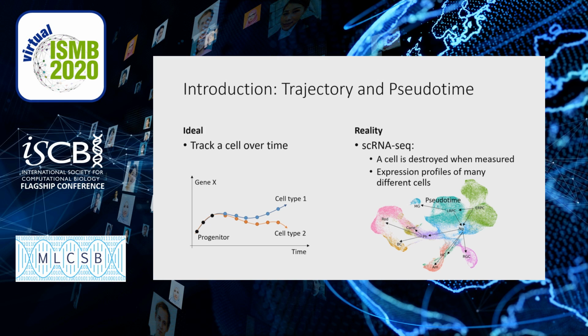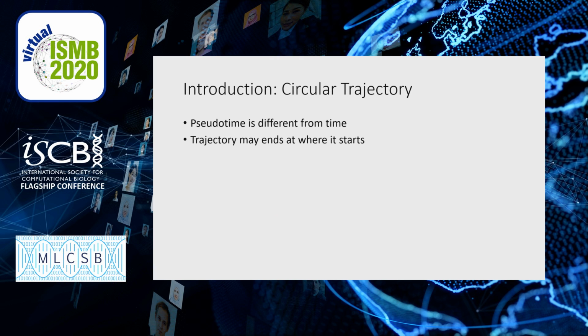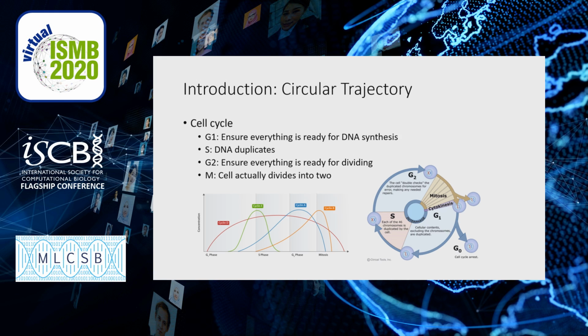Nevertheless, we can build a trajectory from those different cells and assign a pseudotime for each cell with regard to its location on the trajectory. That said, pseudotime is different from time, and trajectories may end where they start, and that's what we call a circular trajectory. A prominent example is the cell cycle.